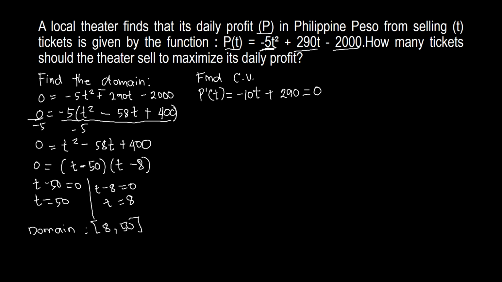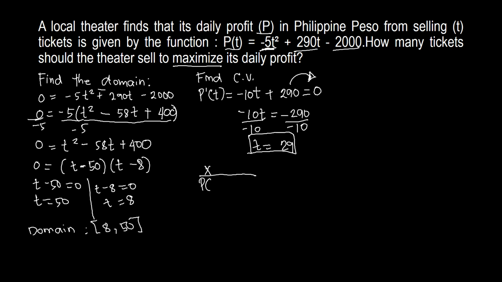So that means we move that one to the other side. So negative 10t will be equal to negative 290. And then we divide this by negative 10 to solve for t. Our t here is equal to positive 29. So this is our critical value. We're now going to identify the maximum value for this one, because we are trying to maximize our profit.